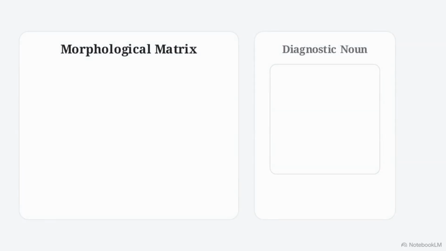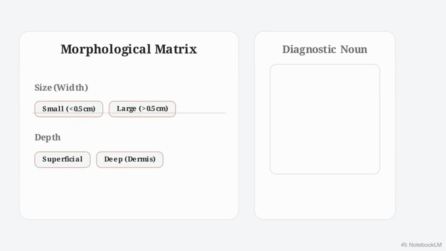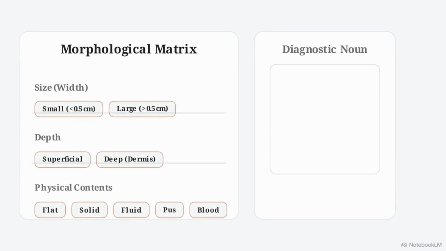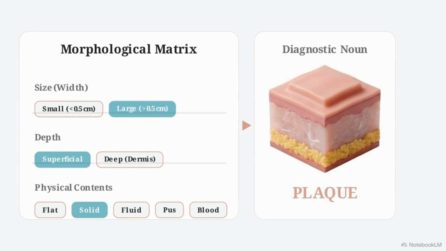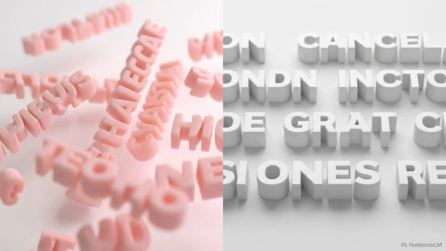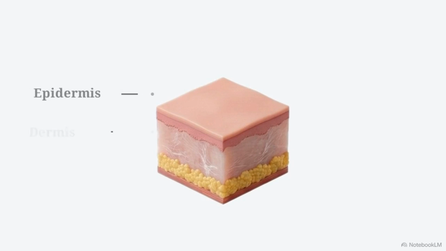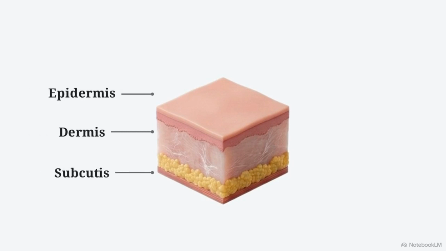This clinical language operates on a strict matrix of physical thresholds. Every lesion is categorized by its size, its depth, and its physical contents. We can derive the proper name of every primary lesion from first principles, simply by altering one physical variable in this matrix at a time. Mastering this standardized framework replaces visual chaos with a reliable, repeatable system for identifying disease. We establish the baseline skin architecture: epidermis, dermis, and subcutis.